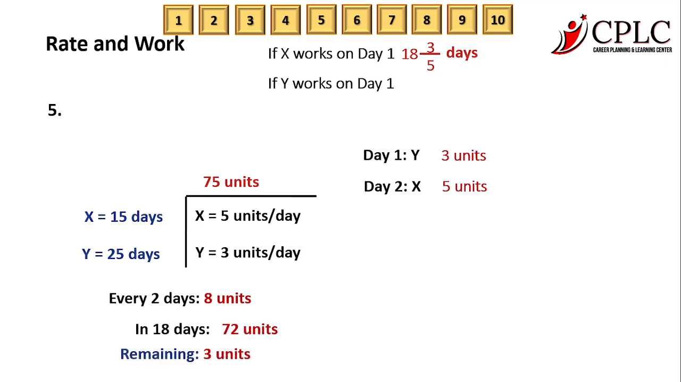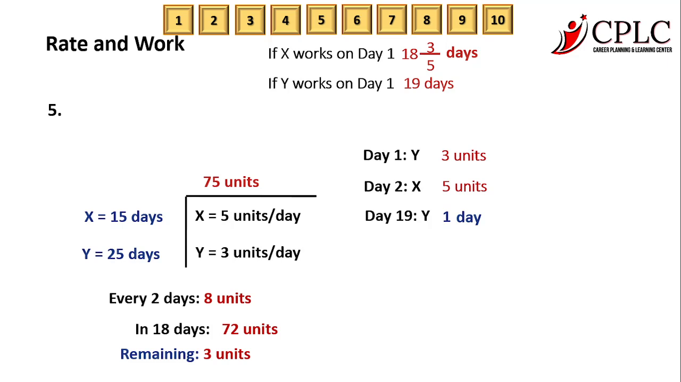And on the 19th day now, who will go? So obviously Y will go now because he has started on day 1. And Y has to do 3 units because the remaining 3 units Y has to do. And Y's efficiency, if you observe, is 3 units per day. So that means to complete that remaining 3 units, Y will take the entire 1 day if he goes on the 19th day. So in the second possibility, the answer is 19 days. So if Y starts on day 1, the answer is 19 days. If X starts on day 1, the answer is 18 3/5 days.